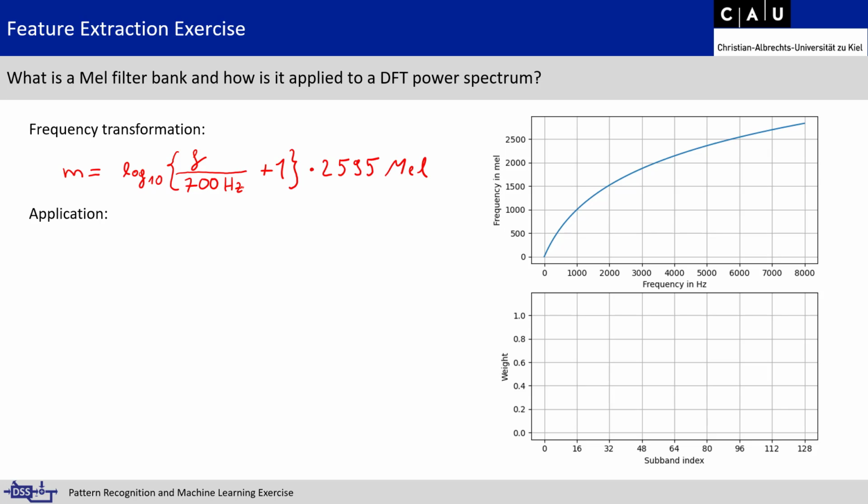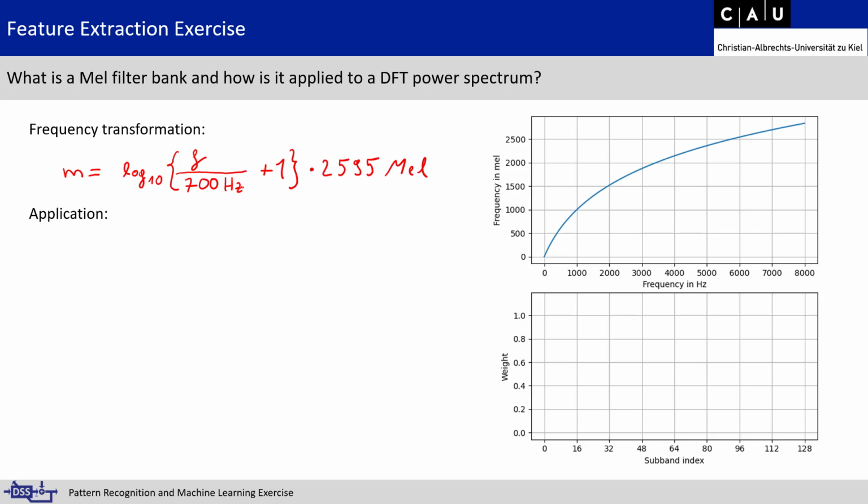You can see here on the right what this mapping actually looks like. On the first axis, I've plotted frequencies in Hertz, from 0 to 8000 Hertz, and on the second axis are the frequencies in MEL. The blue line shows what our mapping function looks like. From this, we can derive one version of a MEL filter bank. There are several ways to do this, and I'll show you one. Filter bank usually means that we don't work with all frequencies, but we combine frequencies together and work with frequency bands.